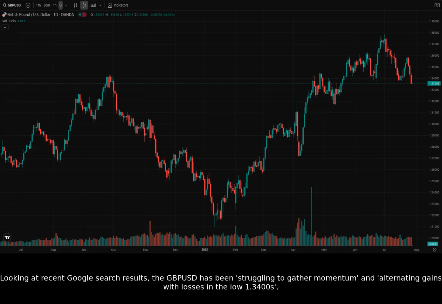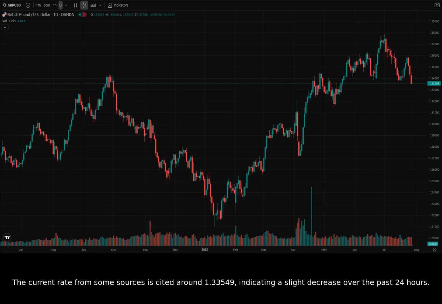Looking at recent Google search results, the GBPUSD has been struggling to gather momentum and alternating gains with losses in the low 1.3400s. The current rate from some sources is cited around 1.33549, indicating a slight decrease over the past 24 hours.